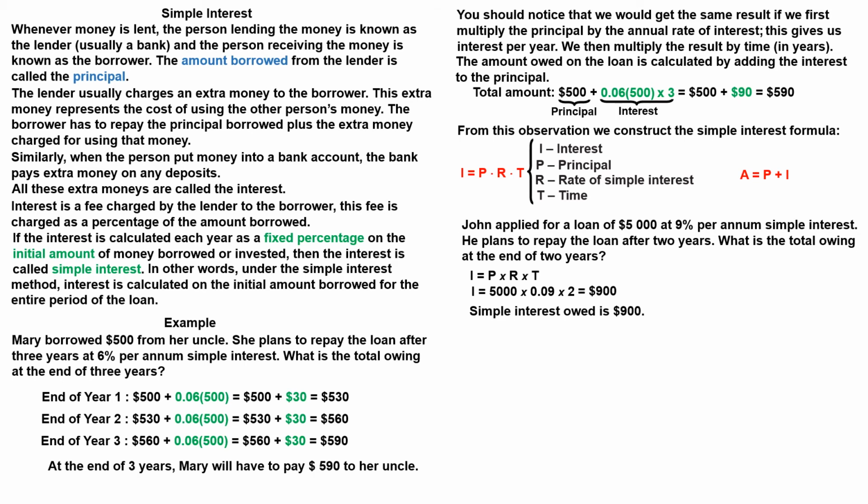Now write the amount owed formula. Substitute the principal by 5,000 and the interest by 900. Amount owed is $5,900.